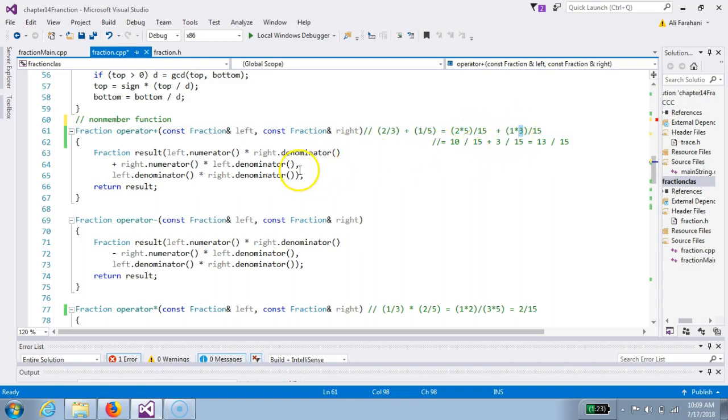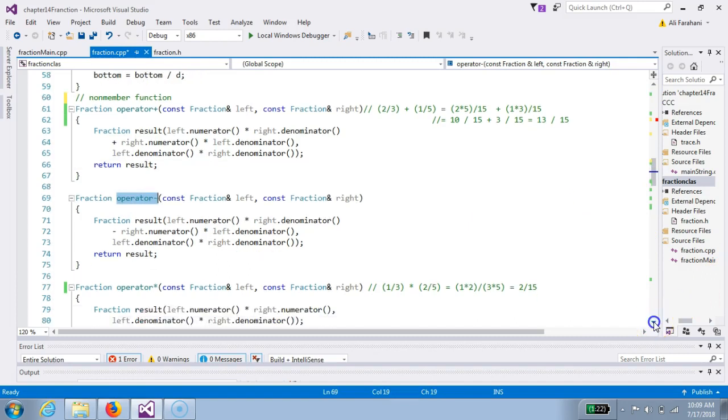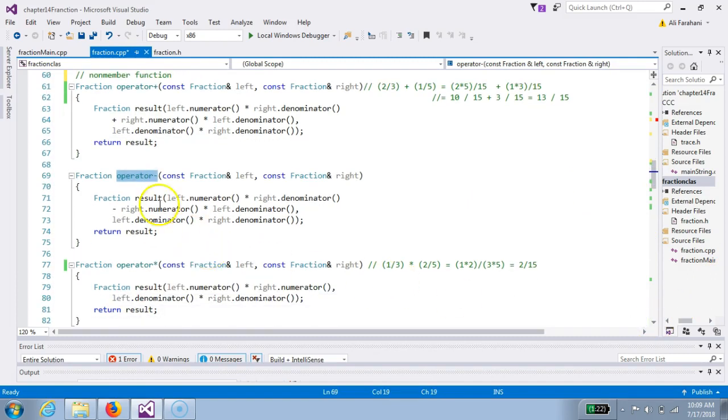That's how you add fractions from basic mathematics. Once you create this fraction with the certain top and bottom, you return the result. And that fraction will be the result. Same with subtraction, so you're overloading the subtraction operator. You have the left fraction, you have the right fraction, and you go through the same computation, except that you're subtracting rather than adding.